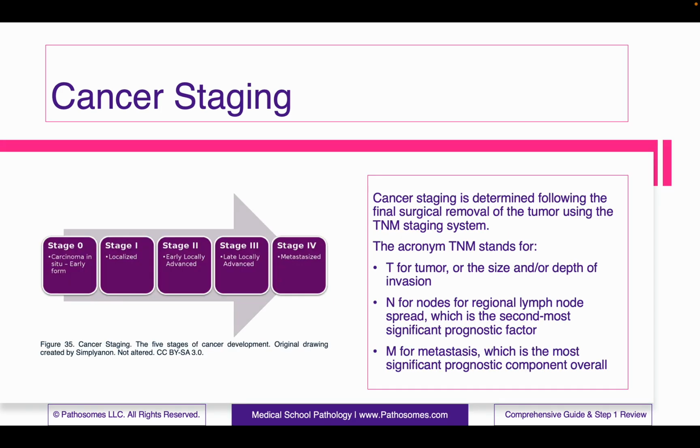Cancer staging is determined following the final surgical removal of the tumor using the tumor node metastasis staging system, the acronym TNM. T for tumor, or the size and or depth of invasion. N for nodes, for regional lymph node spread, which is the second most significant prognostic factor. And M for metastasis, which is the most significant prognostic component overall. This image to the left, the arrow shows carcinoma in situ, the localized to local advancement, all the way to metastasize, right?